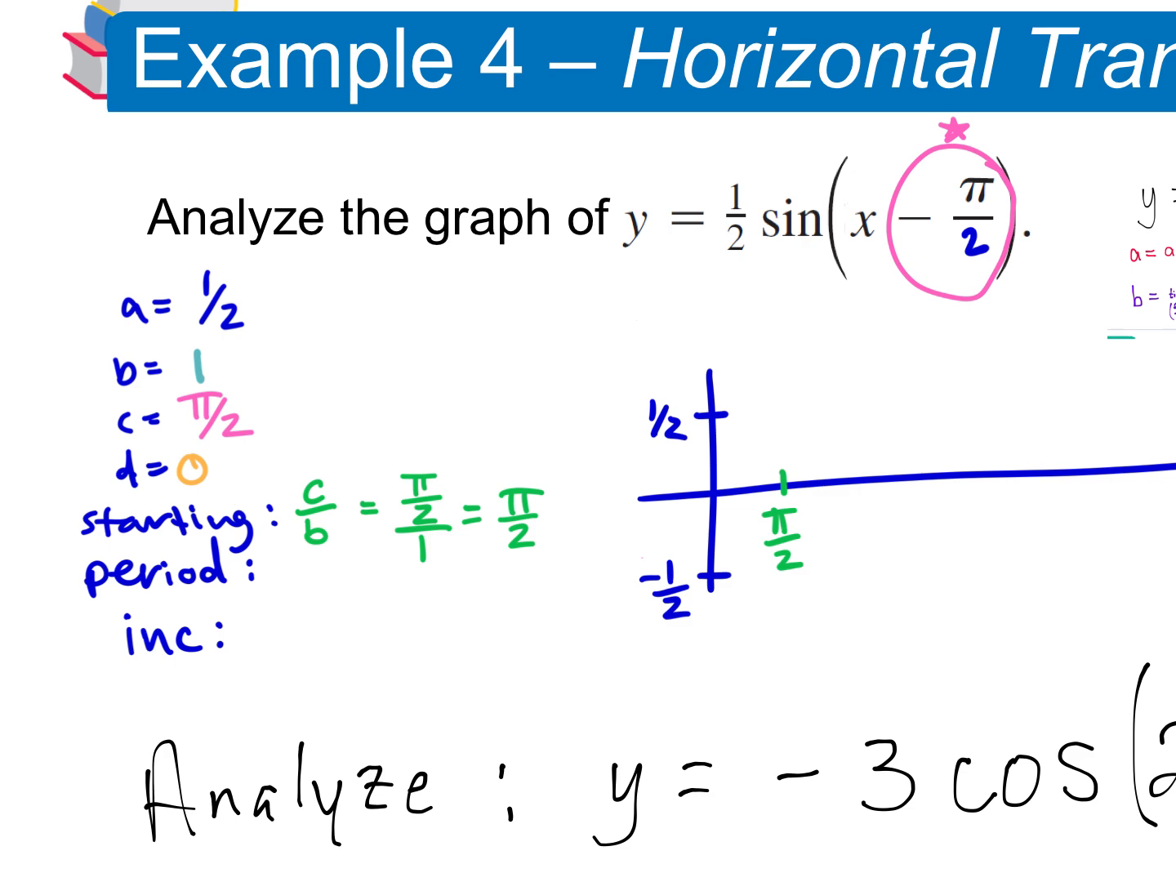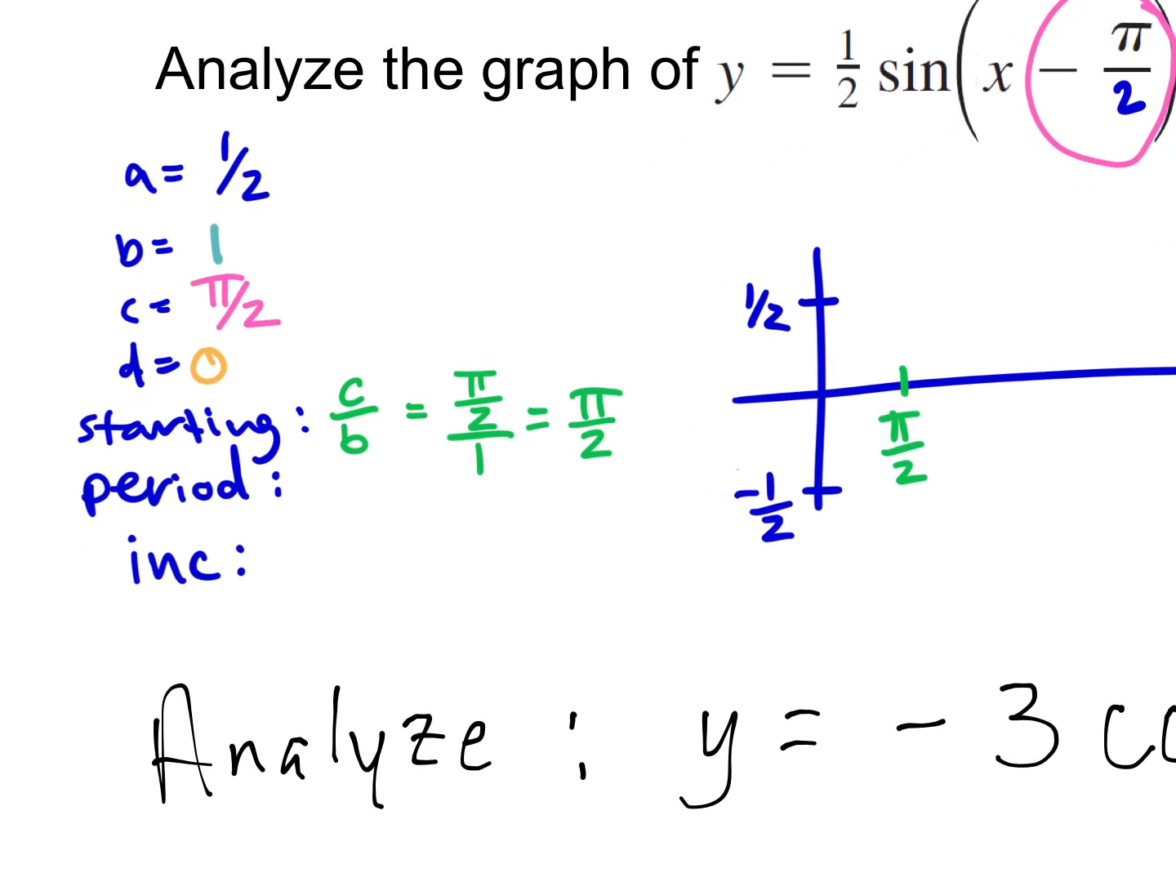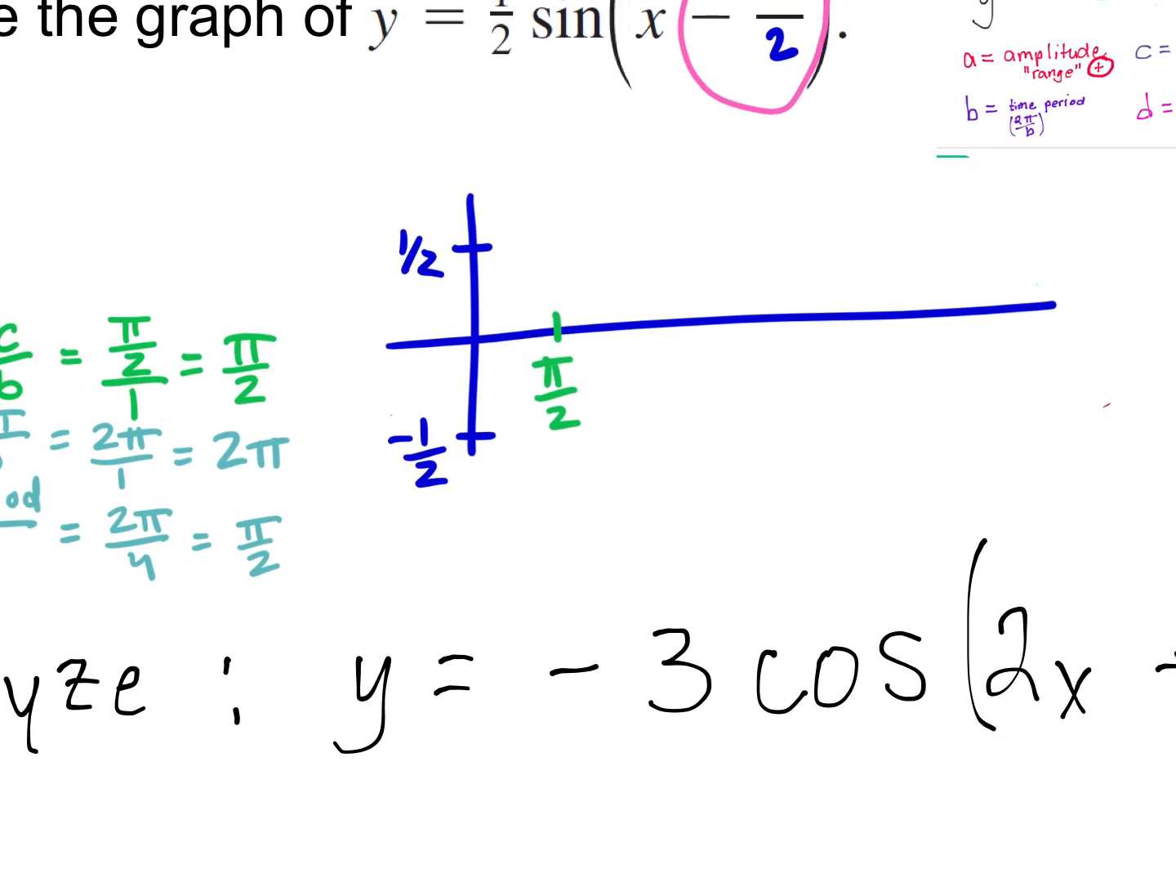How do we find the period? Two pi over B. And what's our B? 2 pi over 1. So our period would be 2 pi. And how do we find the increments? The period divided by 4. So 2 pi over 4, which would be what? Pi over 2. So we have our starting point, and we're going to need 4 more points after it.